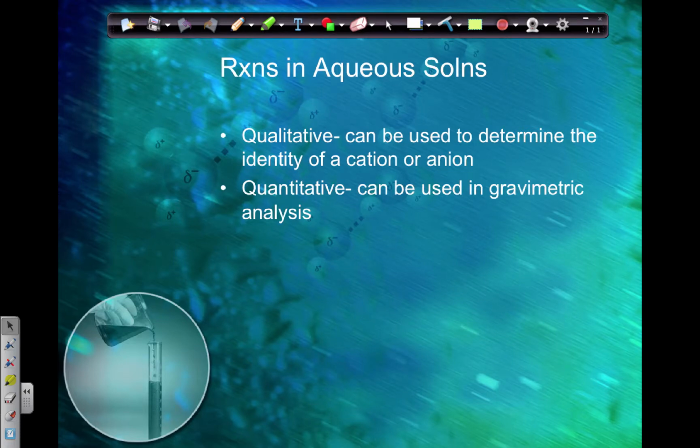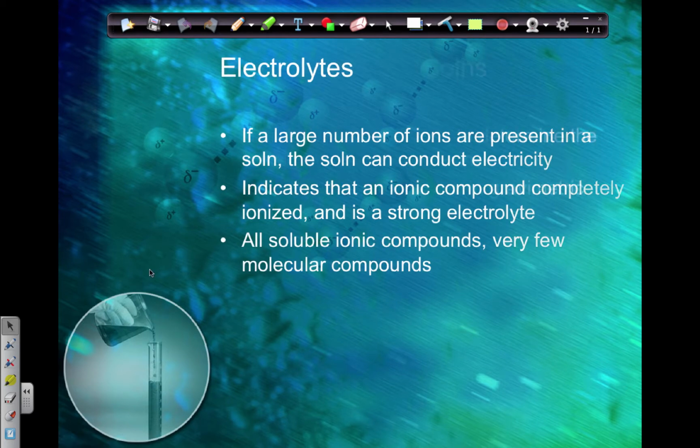Before I talk about net ionic reactions, I want to talk about what happens when you put an ionic compound into a solution. The reason we care so much about aqueous solutions and the reactions that happen in them is because we can do a lot of analysis with them. We can do qualitative tests, so we can test for the identity of a cation or an anion. We can also do quantitative tests where we measure the concentration of an anion using a precipitation reaction.